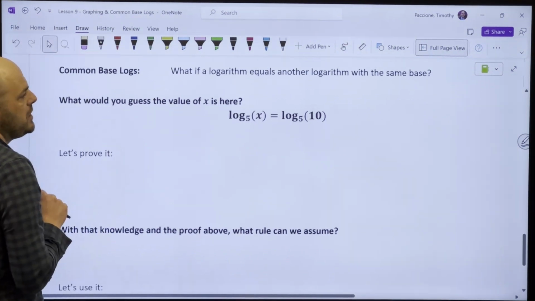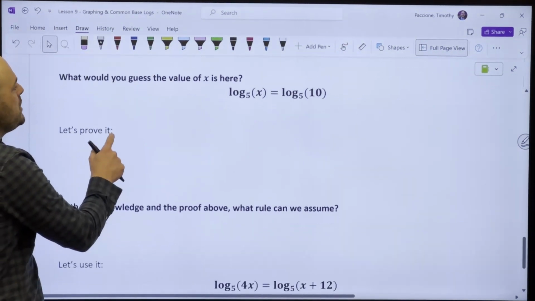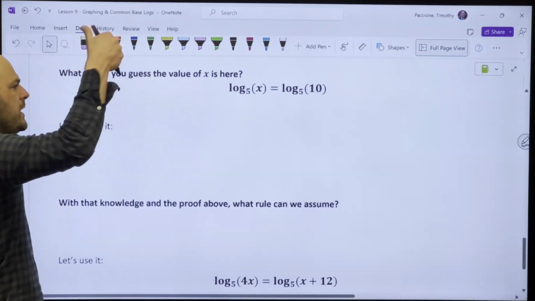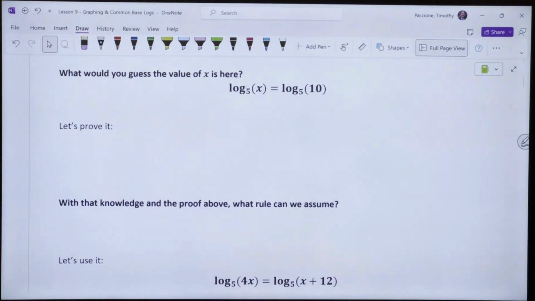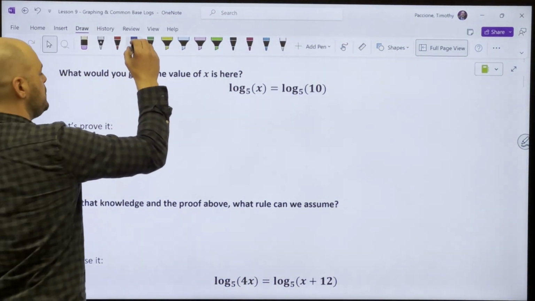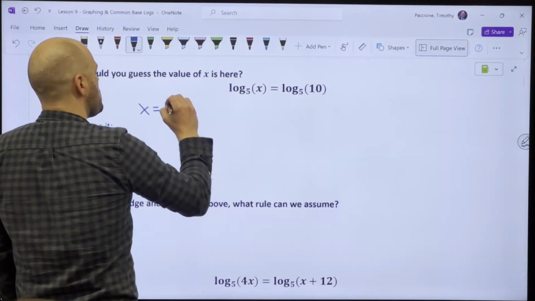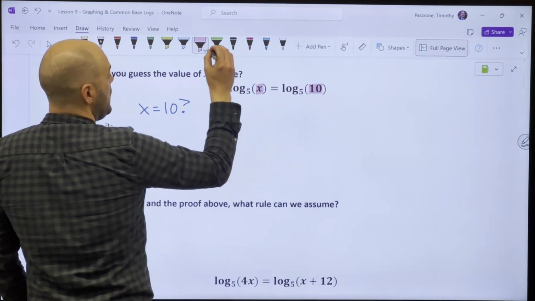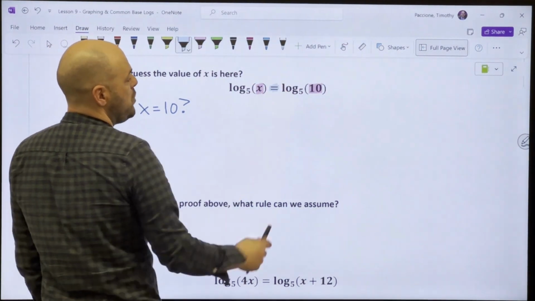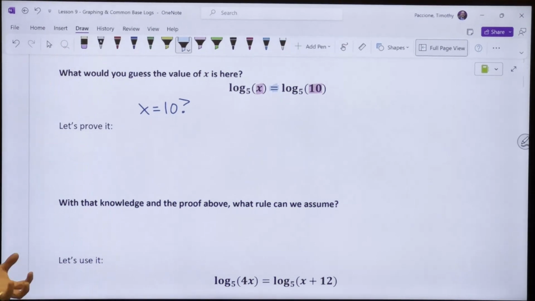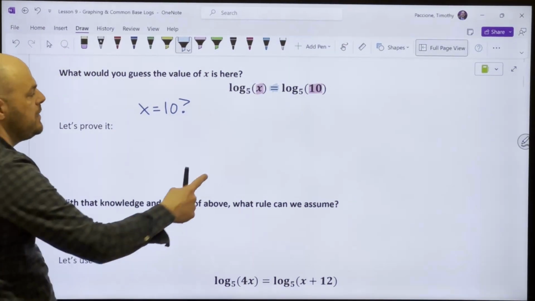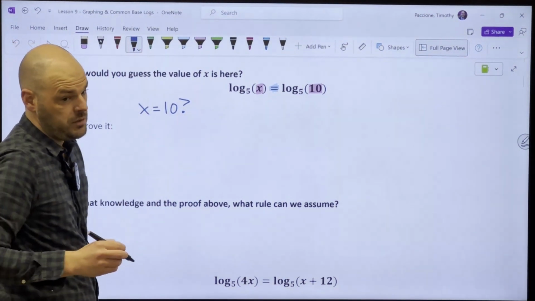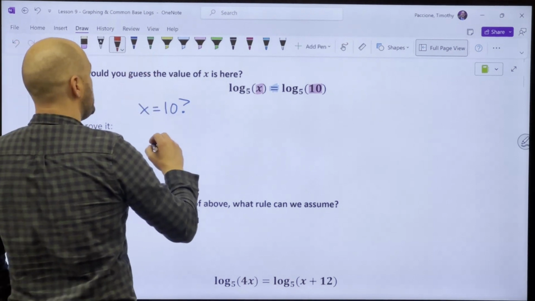What if a logarithm equals another logarithm with the same base? So, I've got log base 5 of x equals log base 5 of 10. If you had to guess, what do you think x would be here? Why do you think that's true? It equals. It's like all the parts are the same. Right, because they're the same, and this thing in the middle tells us that both sides have to be the same value, right? And what other way could that be true? Okay? Now, we can prove it if we want to, right? You don't have to do this ever again, but I can show you how to prove it.